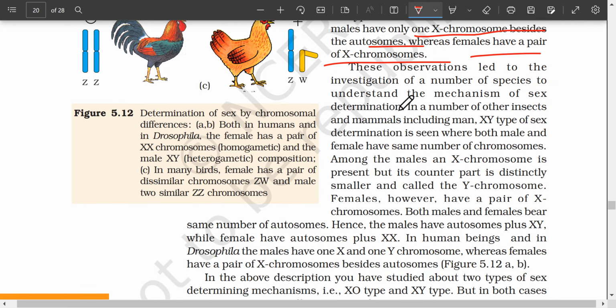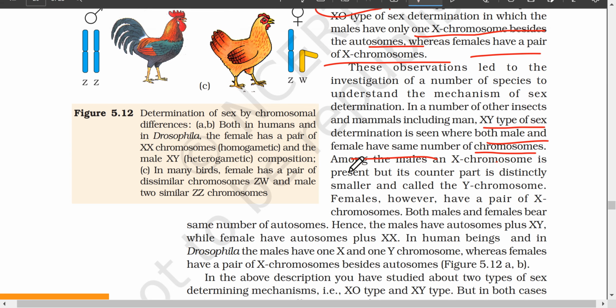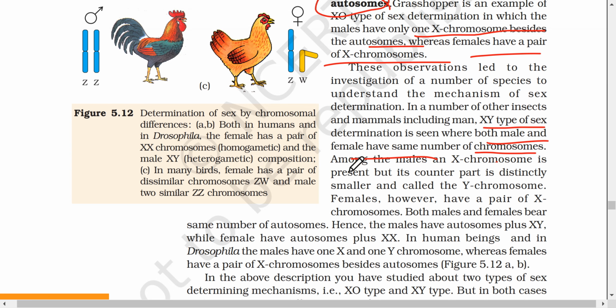Next, these observations led to the investigation of a number of species to understand the mechanism of sex determination. In a number of other insects and mammals, including man, XY type of sex determination is seen where both male and female have the same number of chromosomes. Same number है दोनों में. Insects में क्या होता था? Females में एक ज़्यादा होता है, isn't it?